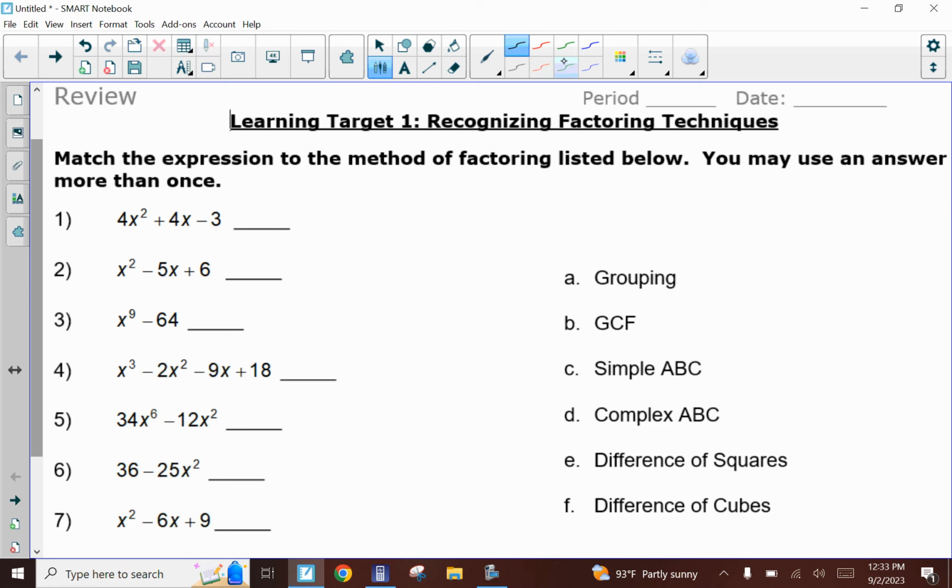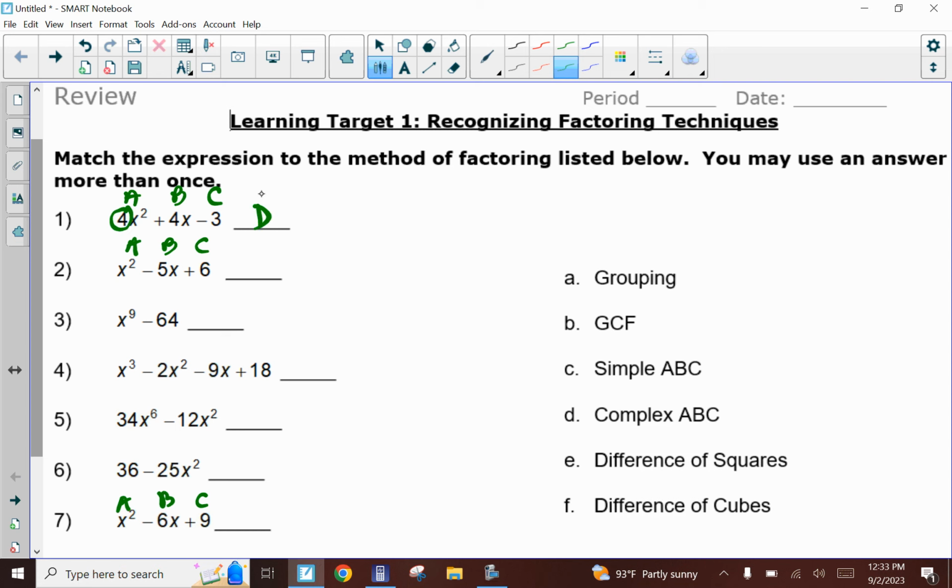So I would label this as an ABC problem. Let me use a thinner marker. So this is ABC. And just by doing that, it'll narrow it down to 2 choices, maybe 3 at the most. So these are all ABCs right here. On these ABC problems, we have to check if there's a GCF. So 4, 4, and 3, they don't have a GCF. And because it has a number in front, that means that it has to be a complex ABC.